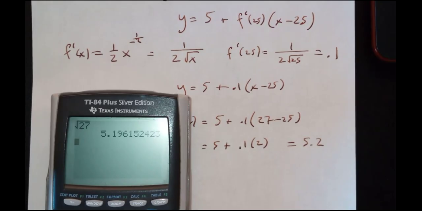I'm off by less than 0.004. 4 parts in 1,000 using nothing but a straight line. That's a pretty damn good approximation, isn't it?